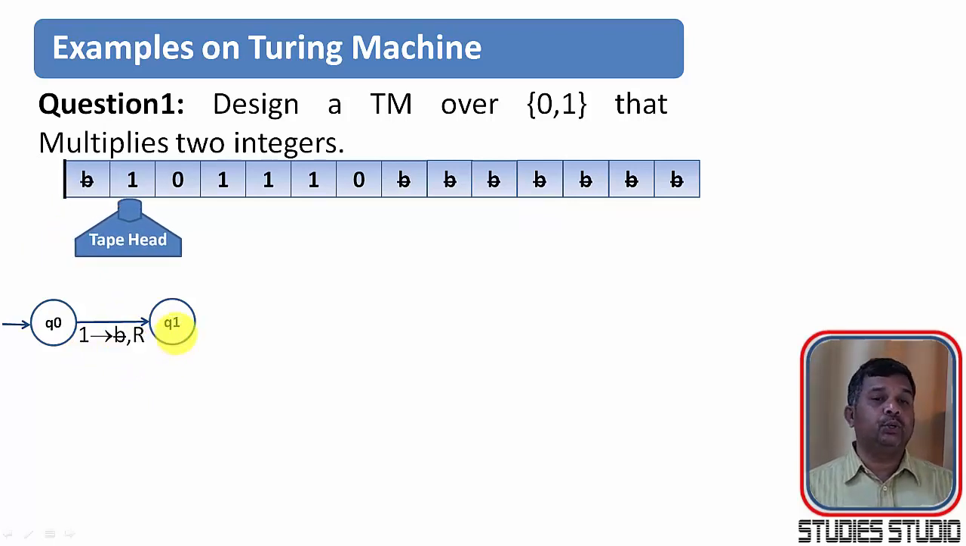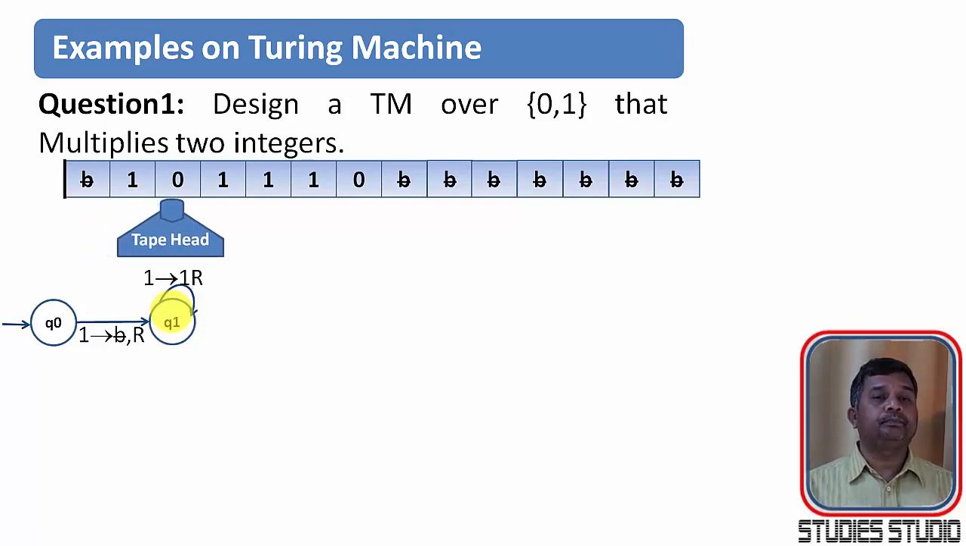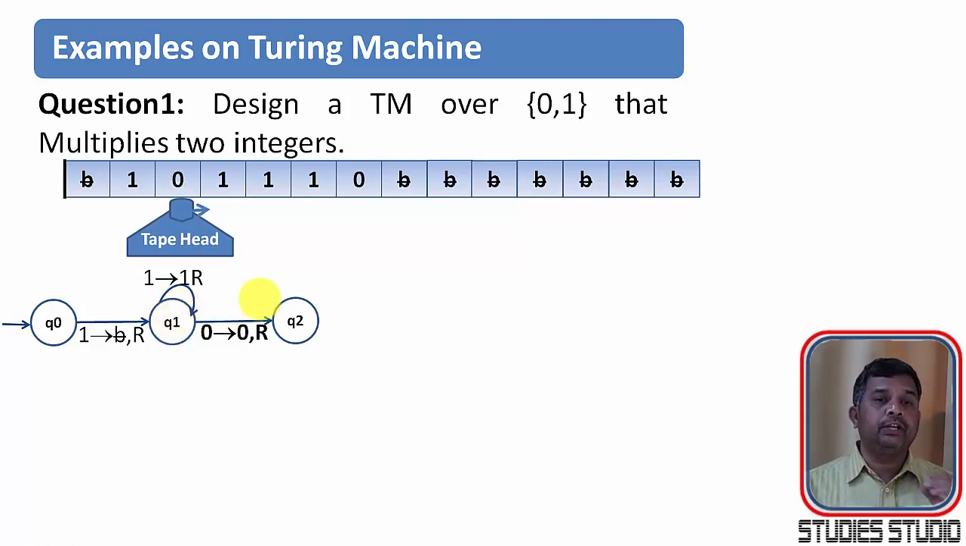I'll reach state Q1 and I'll get input symbol 1. So now as many ones as I get, I'll be writing the same 1 onto the tape and moving right. I'll be remaining there in state Q1. Now I got a 0. Instead of 0, I'll write the same 0 and I'll move towards its right. I'll be coming to state Q2.